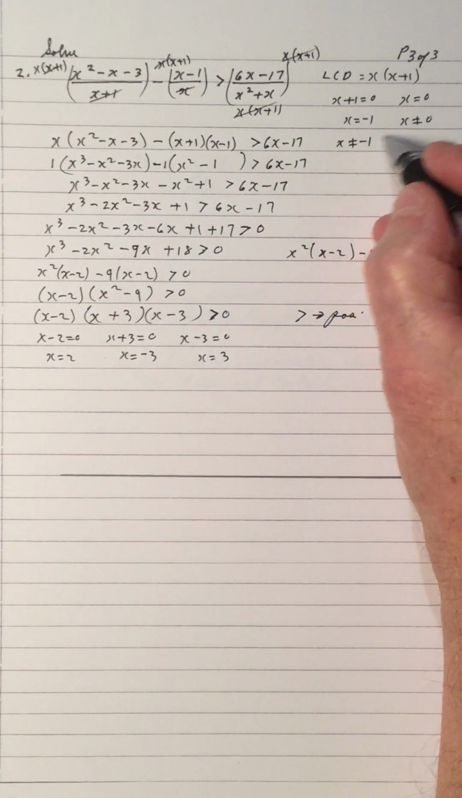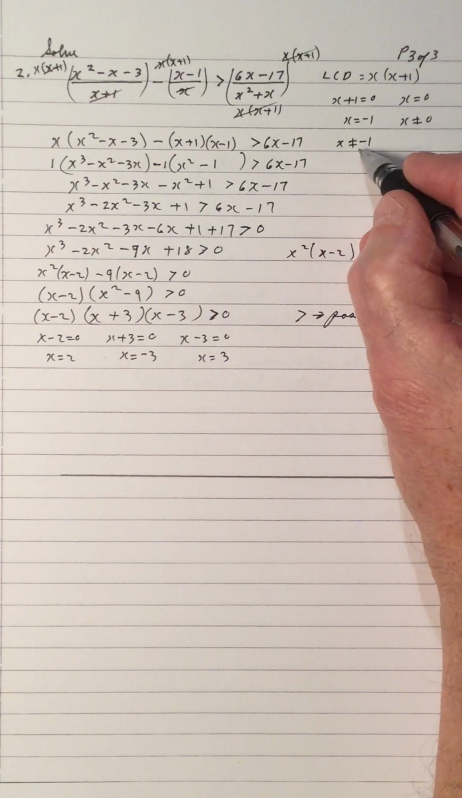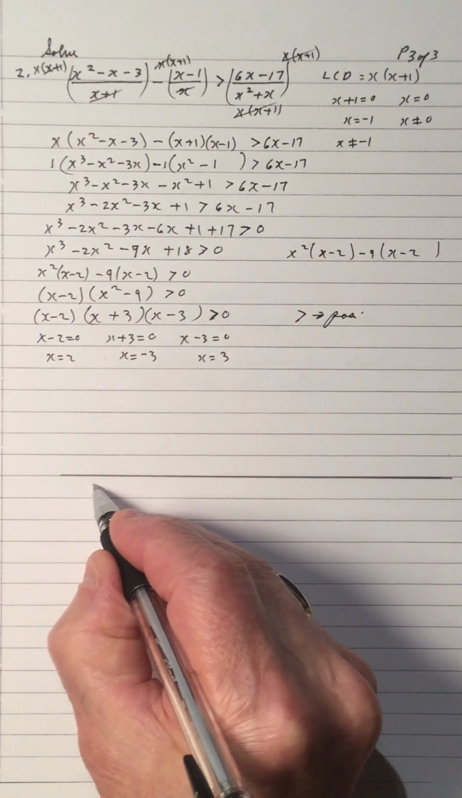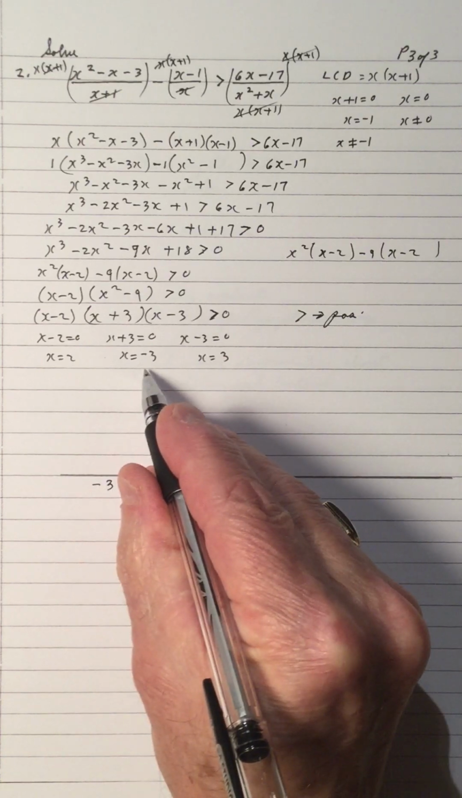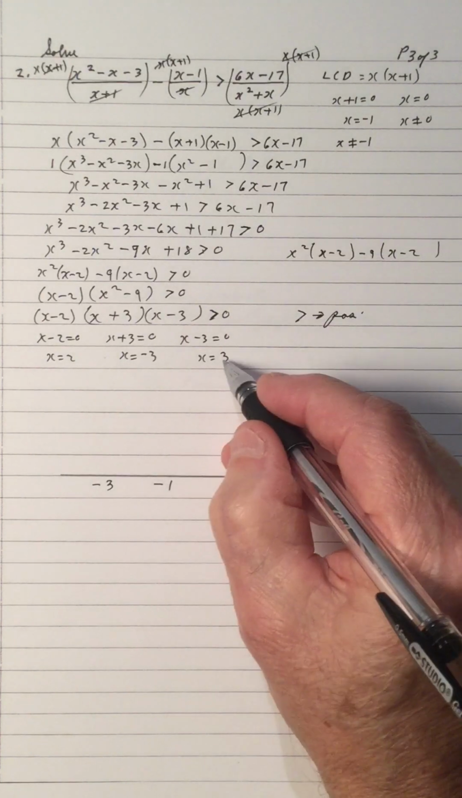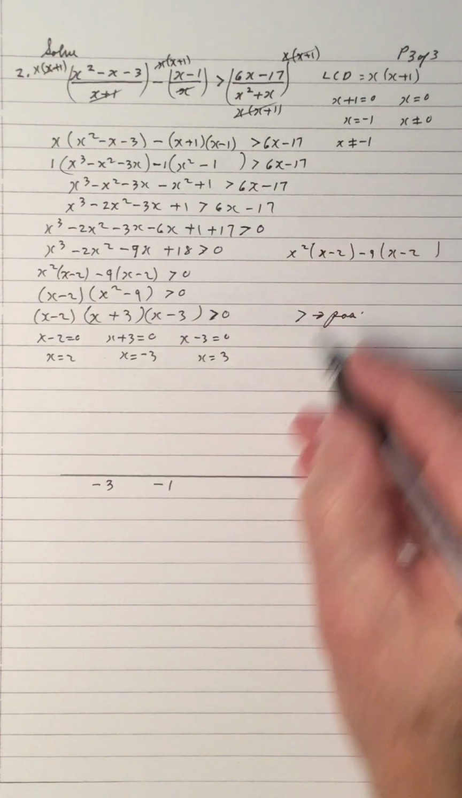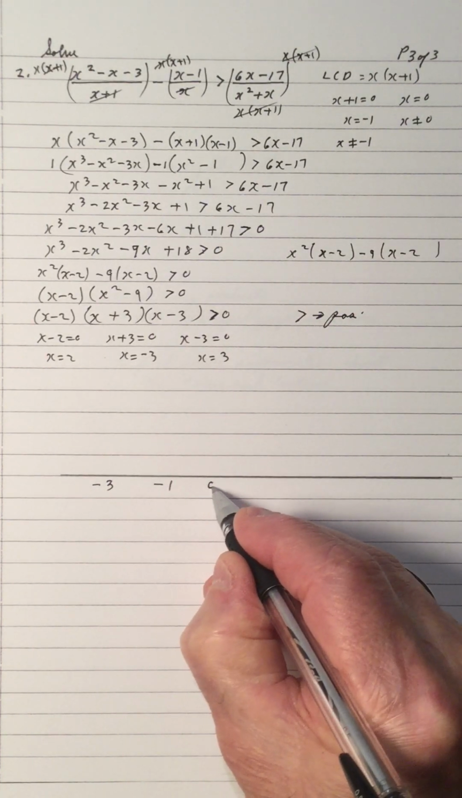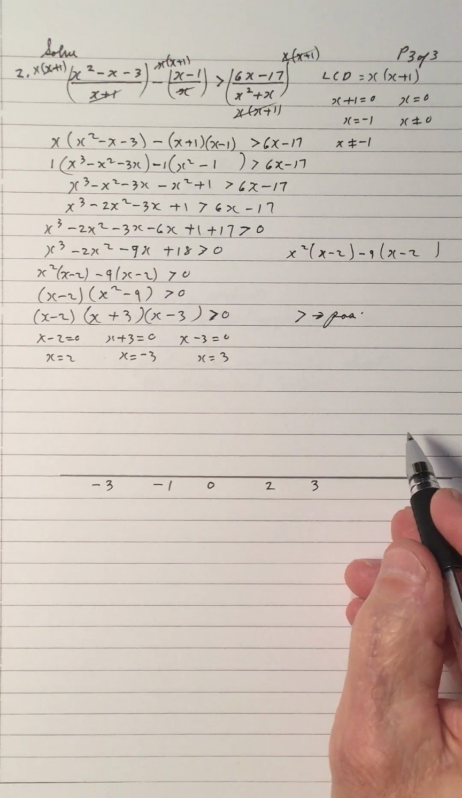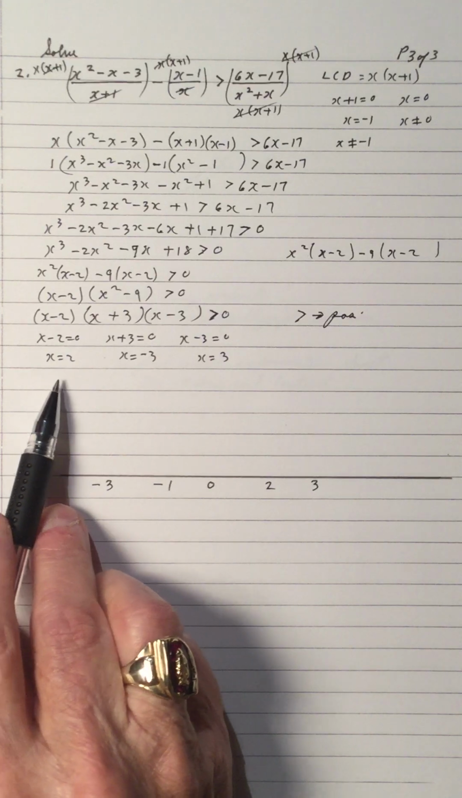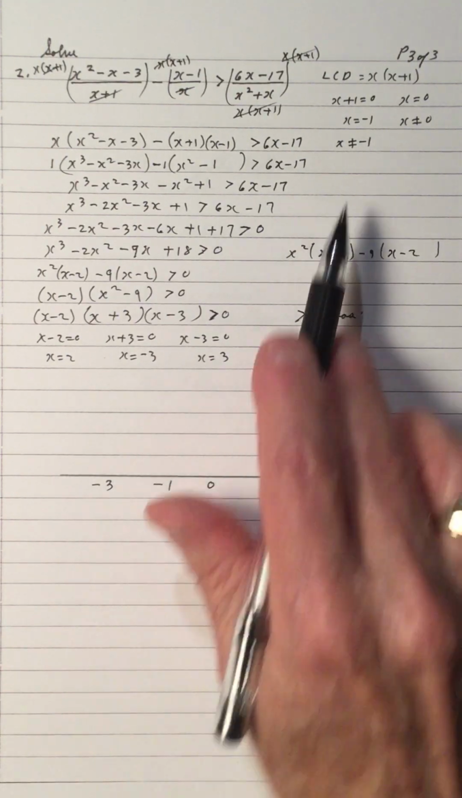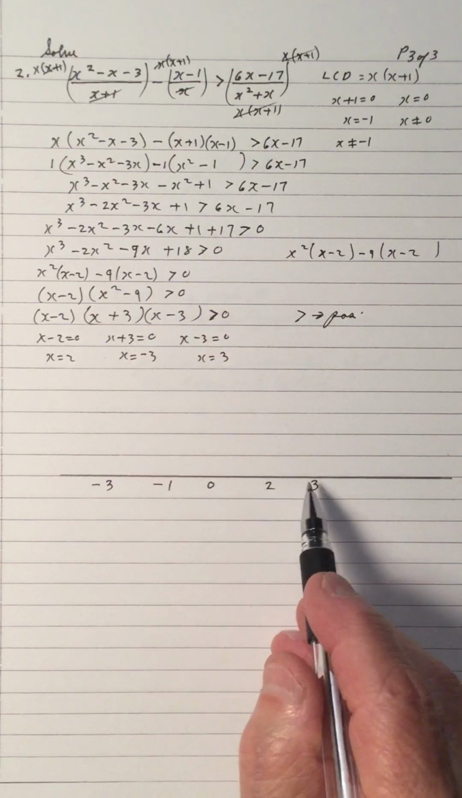I have to also remember I have these two numbers also to put on this number line. So I have a negative 3, I have a negative 1, and I have a 2, a 3, and a 0. So there's a 0, there's a 2, and there's a 3. So that's the order. Let's see if I got them all. 2, yep, negative 3, 3, negative 1, 0, they're all there.